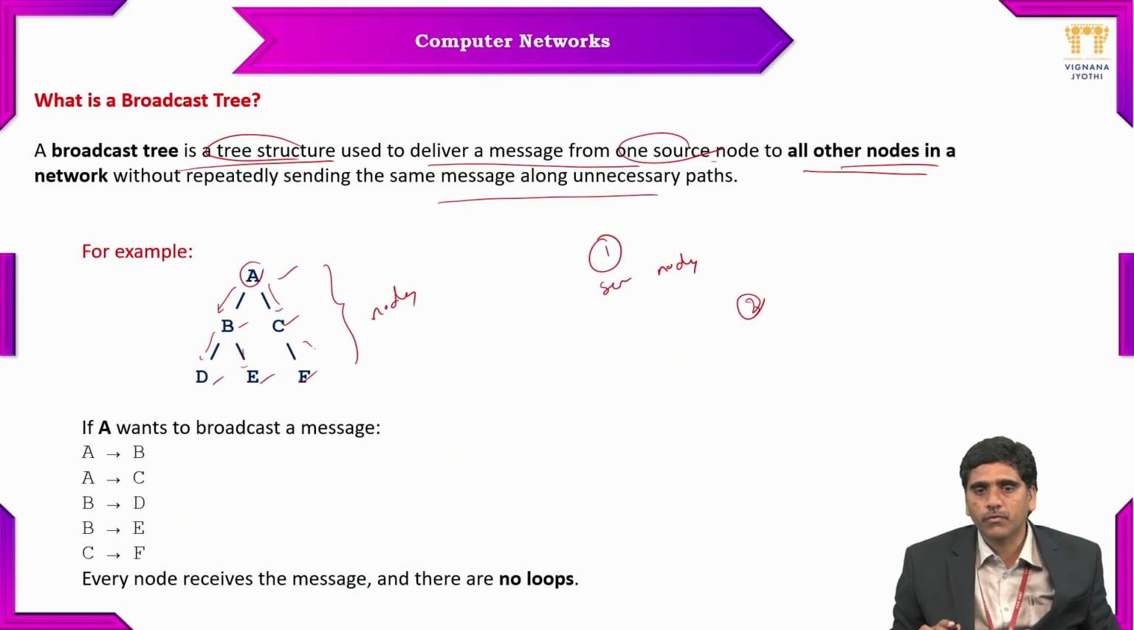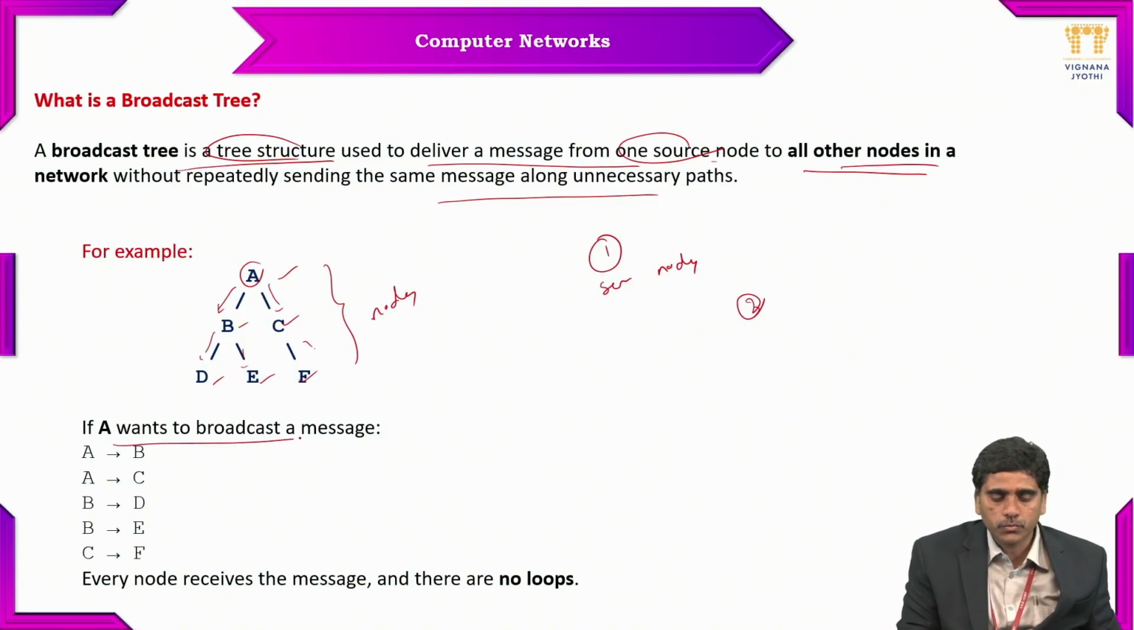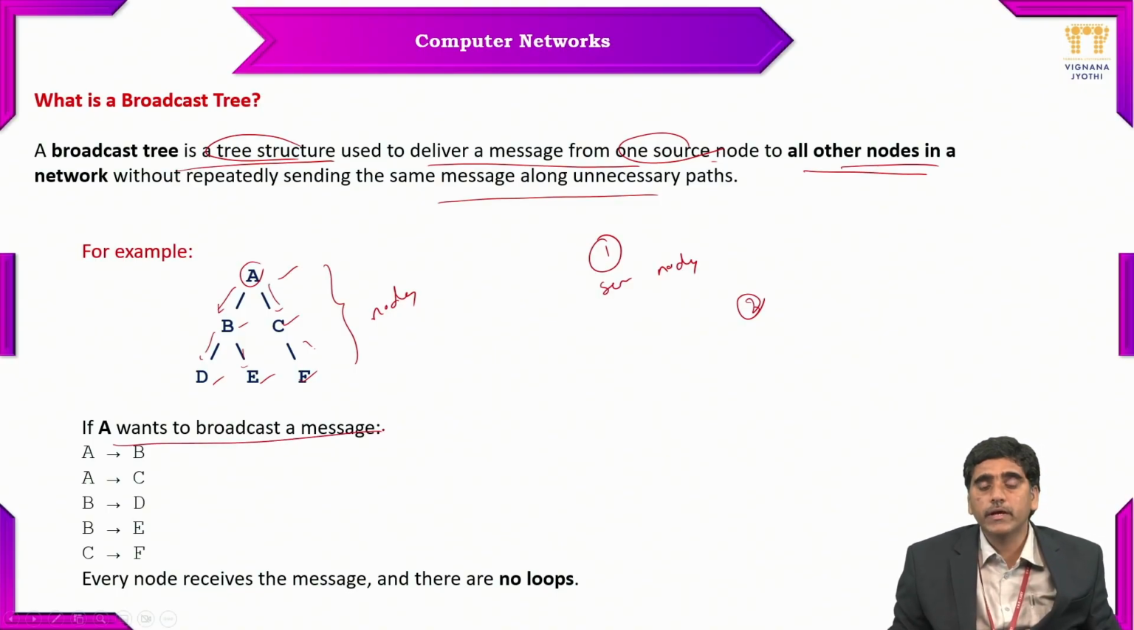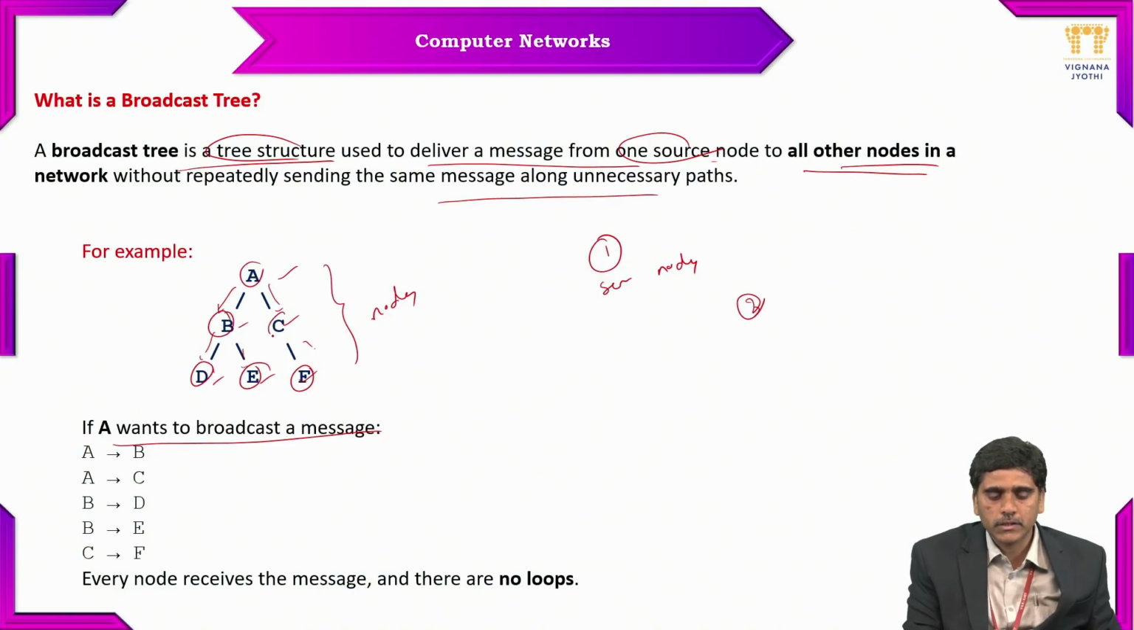If you want to send one message to only one node, that is unicast. If you want to send one message to all other nodes, it is multicast, also called broadcast. So if A wants to broadcast a message to B, C, D, E, F, these are all called nodes. And if you want to send the message to all these nodes, what is the direction?